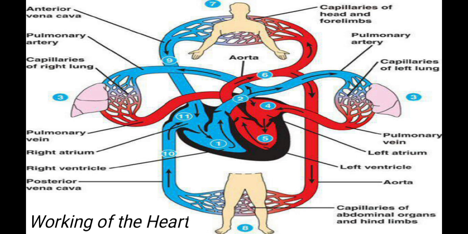Working of the heart. The right auricle receives the deoxygenated blood from all parts of the body with the help of the main vein. It is poured into the right ventricle from the right auricle and then it is sent to the lungs for oxygenation. From the lungs, the oxygenated blood is poured into the left auricle. This circulation of blood from the right ventricle of the heart to the heart again in the left auricle is called the pulmonary circulation.